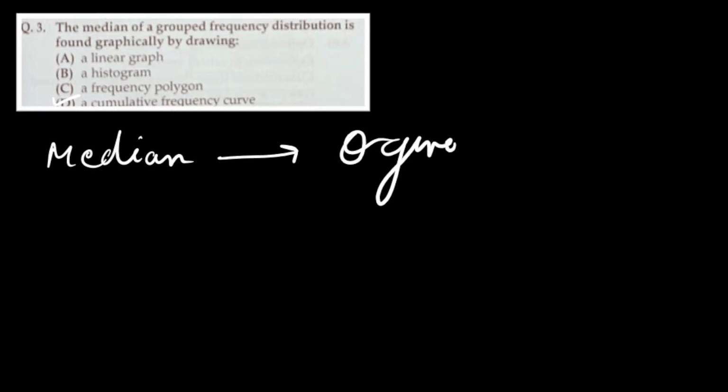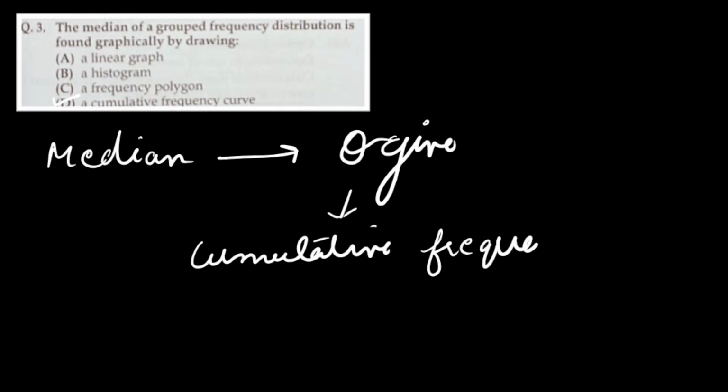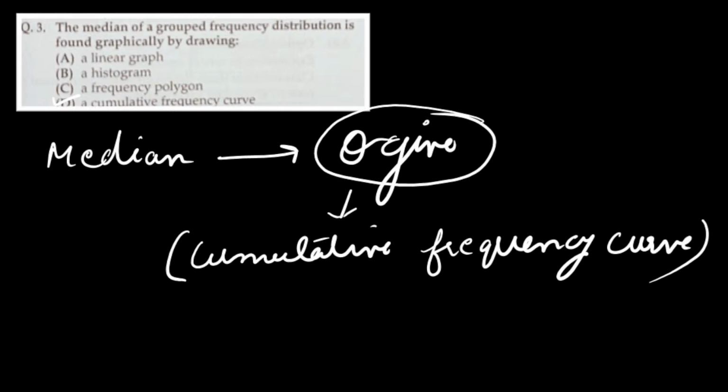Question number 3. The median of a grouped frequency distribution is found graphically by drawing. See, this is a direct question: the cumulative frequency curve. I have told you, median we can find with the help of the ogive curve. The other name of the ogive curve is cumulative frequency curve. So both the things are the same. So median with the help of cumulative frequency curve we find. The other name of that is ogive.